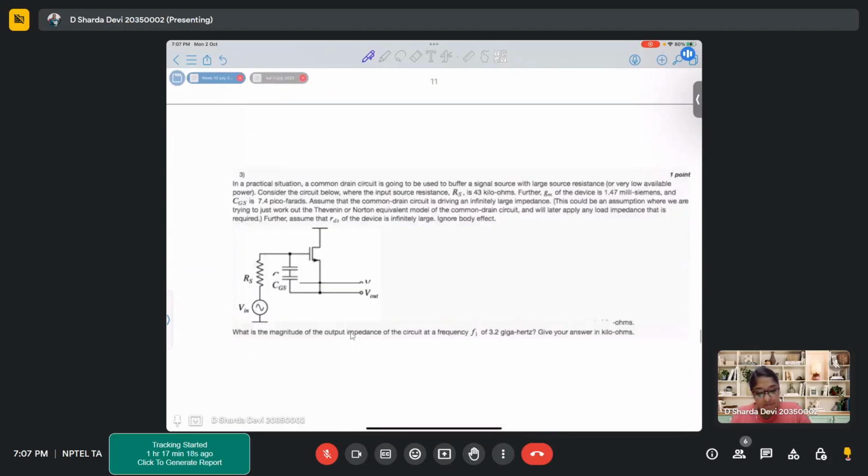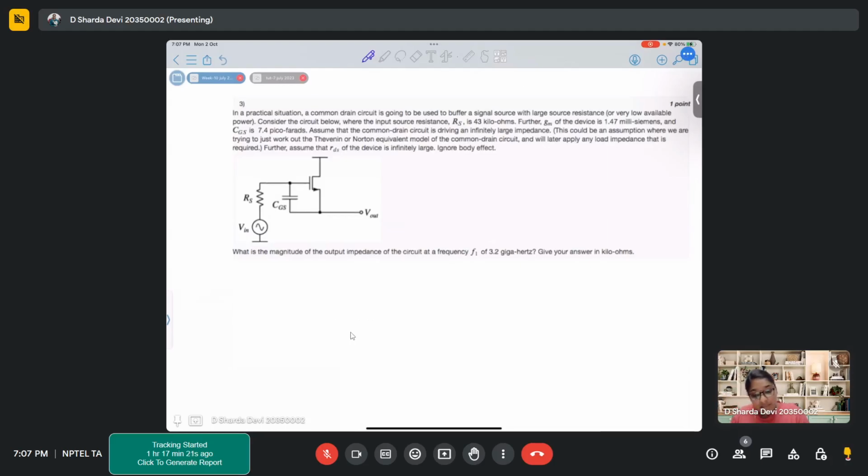Okay, now moving on to the next problem. In a practical situation, a common drain circuit is going to be used to buffer a signal source with large source resistance. Consider the circuit below where the source resistance Rs is 43 kilo ohms. GM of the device is 1.47 millisiemens and CGS is 7.4 picofarad. Now assume the common drain circuit is driving an infinitely large impedance.